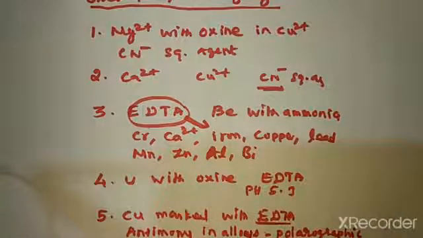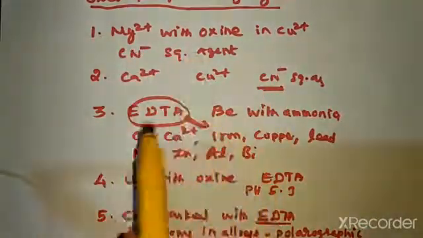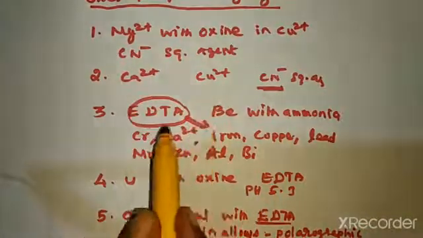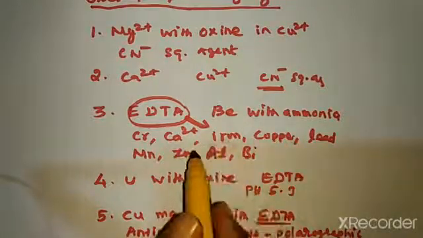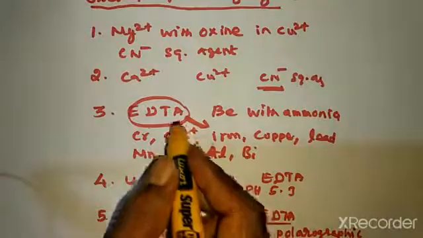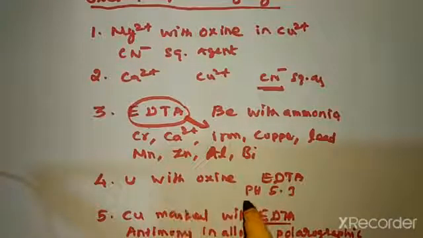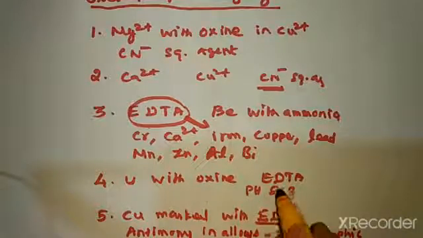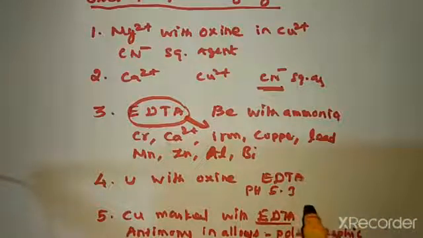Therefore, the sequestering agent is used in the estimation of magnesium, in the estimation of calcium, in the estimation of beryllium with EDTA, and in the estimation of uranium with oxide. Here we are using EDTA as the sequestering agent. Likewise, in the polarographic technique, we can estimate antimony in alloys. There we are using EDTA as the sequestering agent to mask copper ion by formation of a complex, and it is also used to estimate the hardness of water.